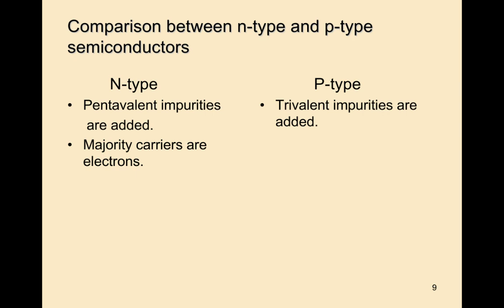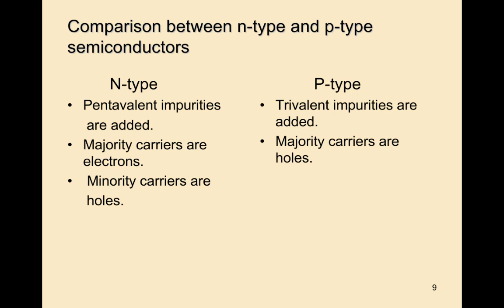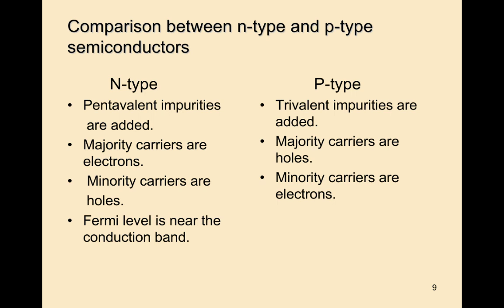Second difference is what? Majority carriers are electrons in N-type semiconductors. Majority carriers are holes in P-type semiconductor. Minority carriers are holes in N-type semiconductor. In case of P-type semiconductor, minority carriers are electrons. This is the third difference. Next, coming to fourth difference, Fermi level is near the conduction band in N-type semiconductor. Fermi level is near the valence band in P-type semiconductor.